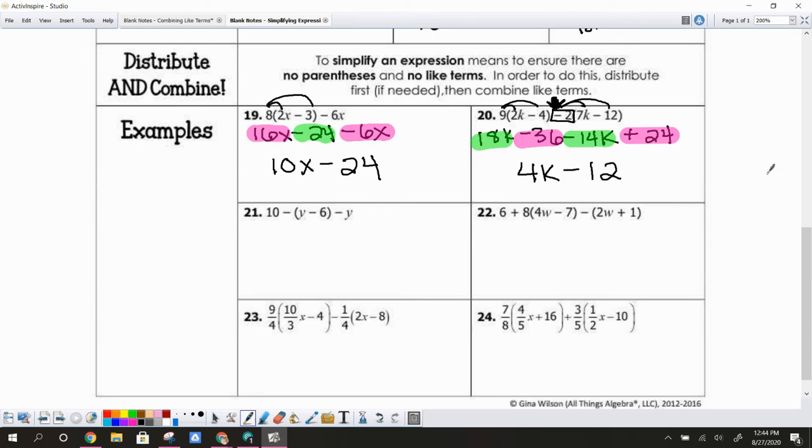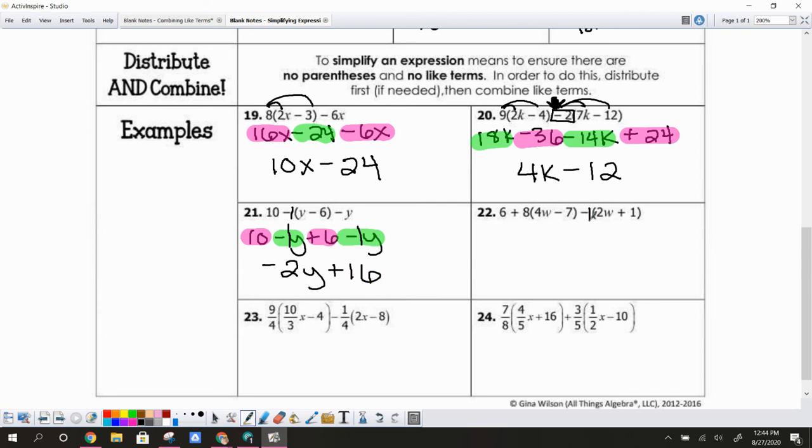Okay, so I want you to go ahead and try number 21. Now keep in mind that this minus on here means it's like a minus 1. All right, so if you went ahead and solved this, you should have 10, and this is a negative y. That's a positive 6. This is another negative y. So we're going to go ahead and identify our like terms. So I have a negative 1y and a negative 1y, that's a negative 2y, and then 10 plus 6, that's 16.